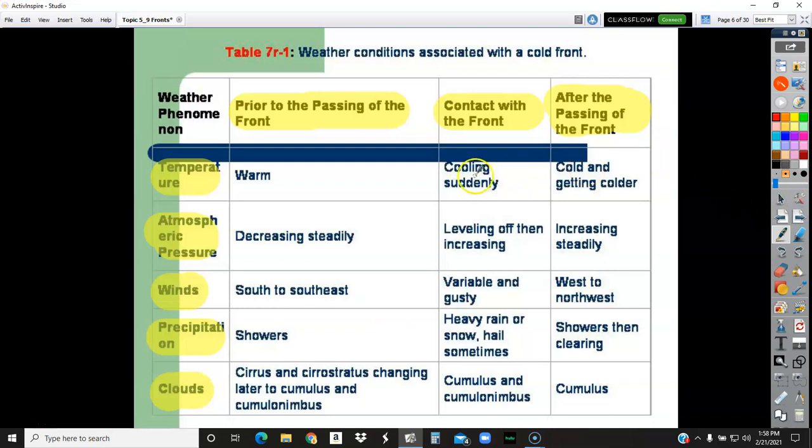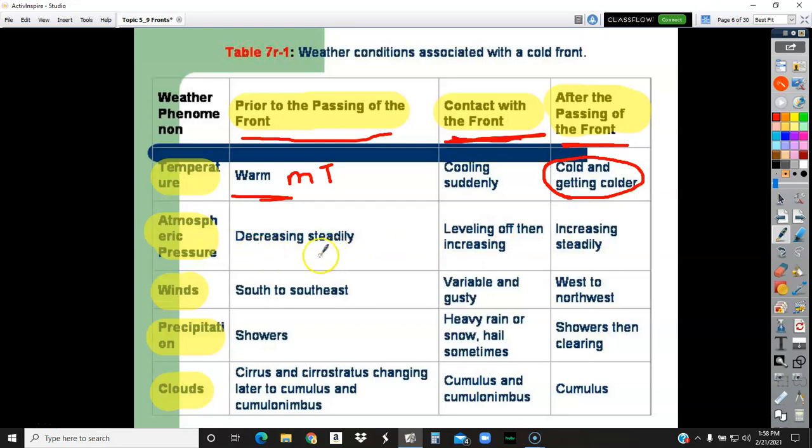This chart, and I post my notes on Canvas, so you can always look at these notes as well. This shows you three things. What happens before the cold front gets to you, as the cold front is on top of you, and after the cold front hits you. So typically, before the cold front gets to you, it's going to be warmer because you're sitting in that maritime tropical air mass. Then the cold front gets to you, the temperature starts to drop quickly, and after the cold front passes by your location, it gets colder.